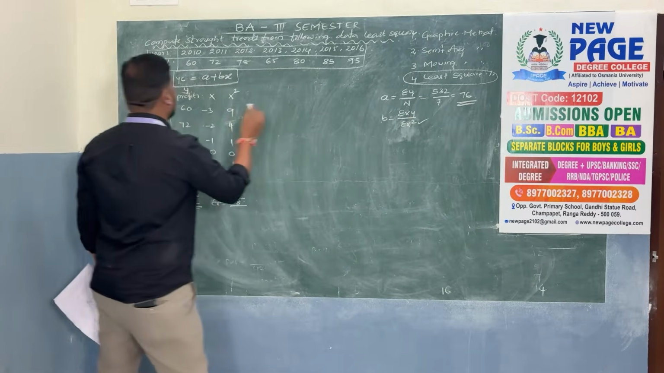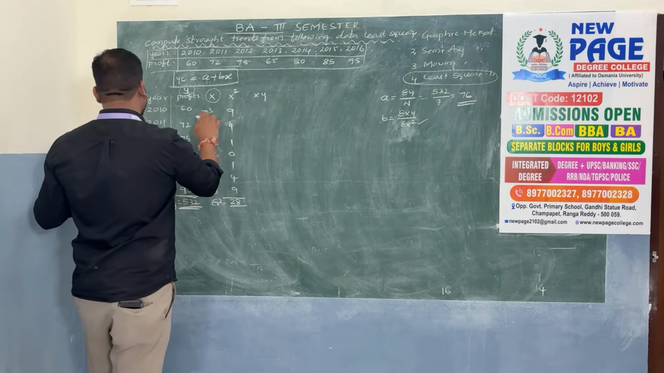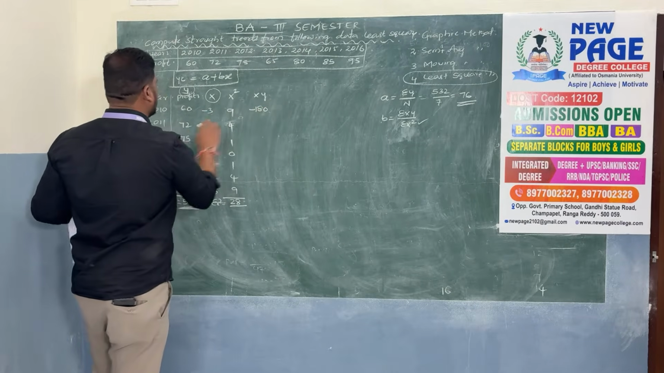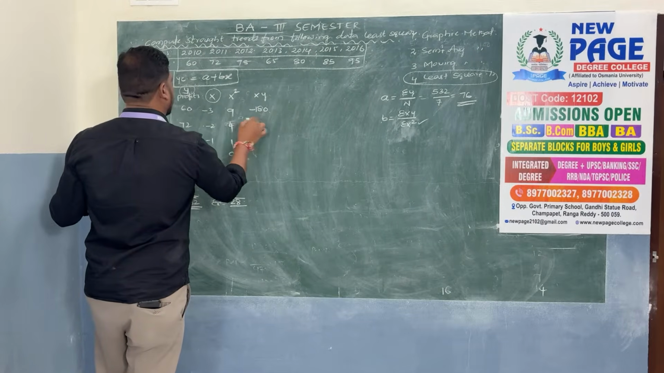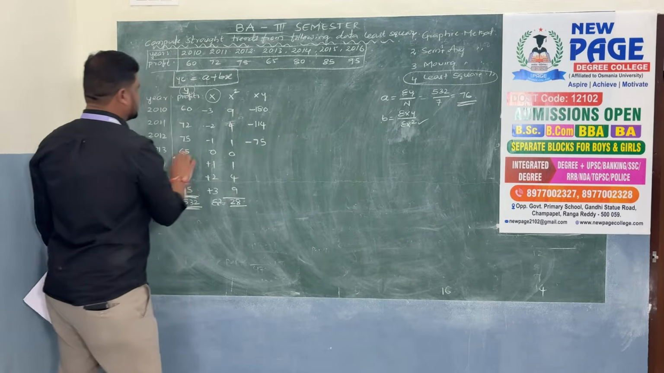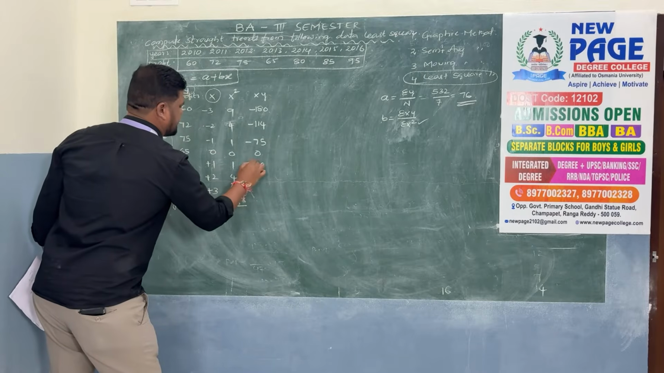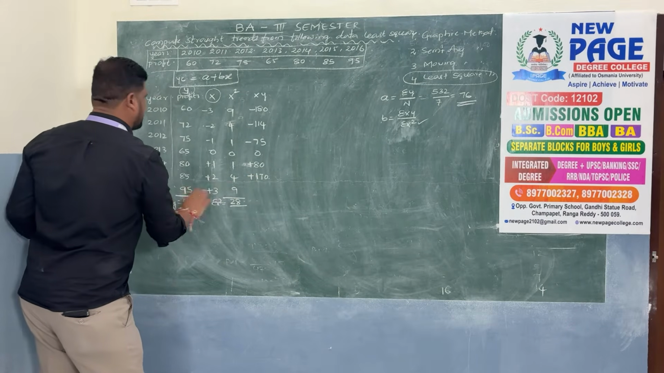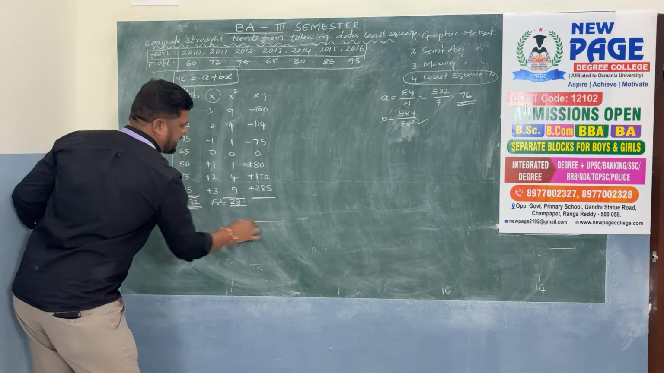Then find out xy. This is x, this is y. 60 into minus 3 is minus 180. 72 into minus 2 is minus 144. 75 into minus 1 is minus 75. 65 into 0 is 0. 80 into 1 is 80. 85 into 2 is plus 170. 95 into 3 is plus 285.